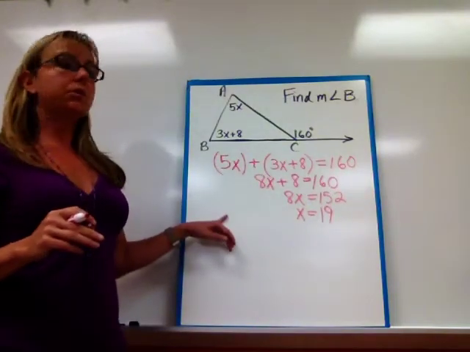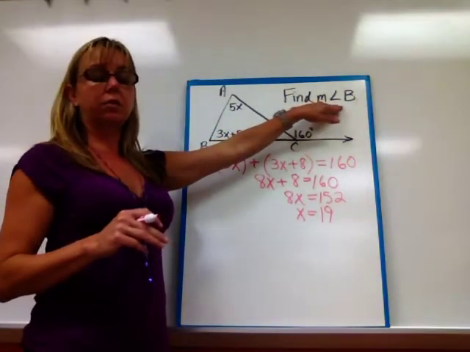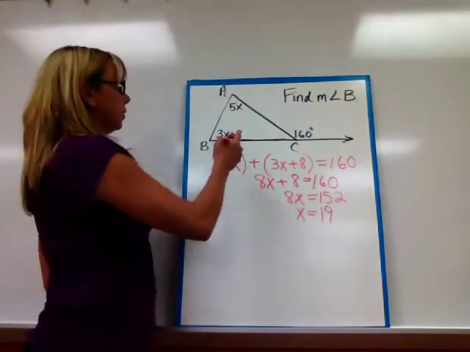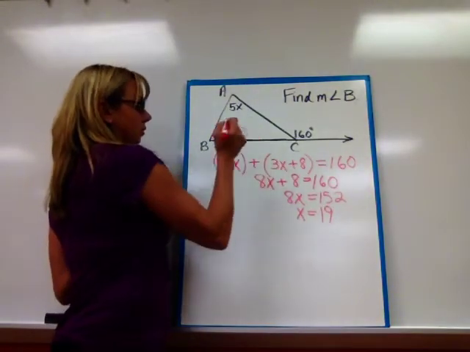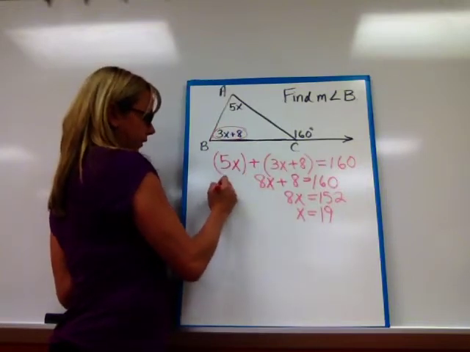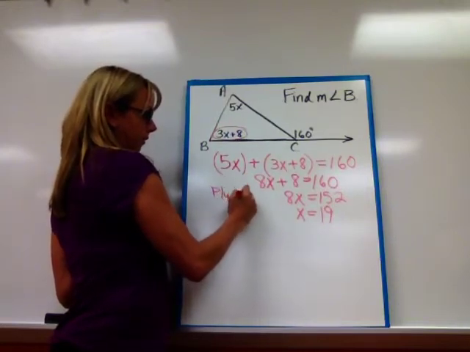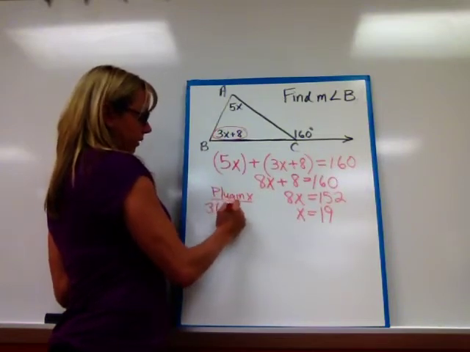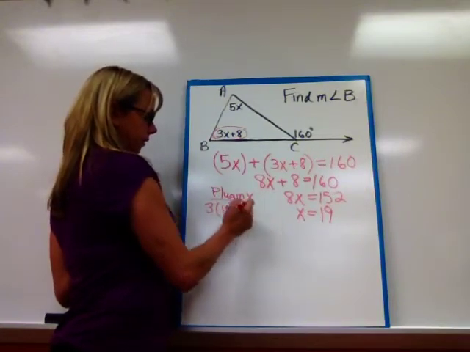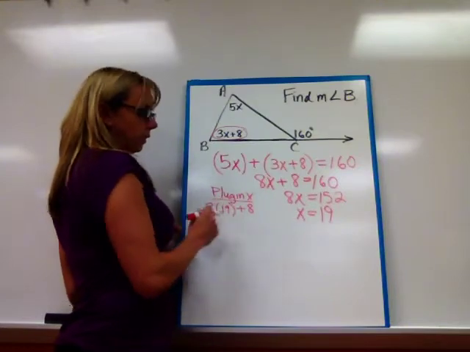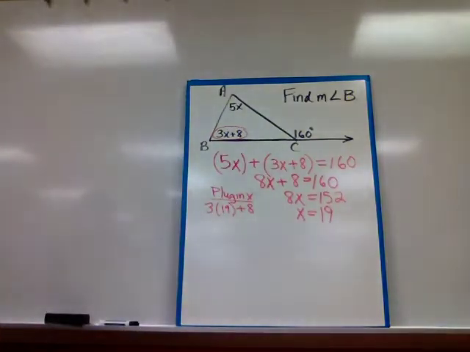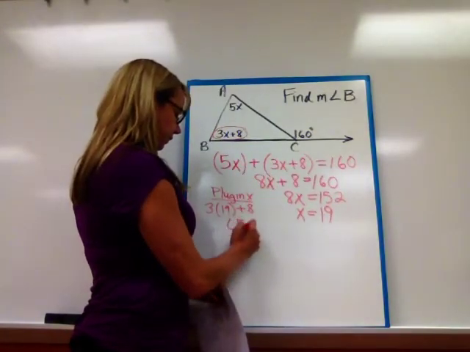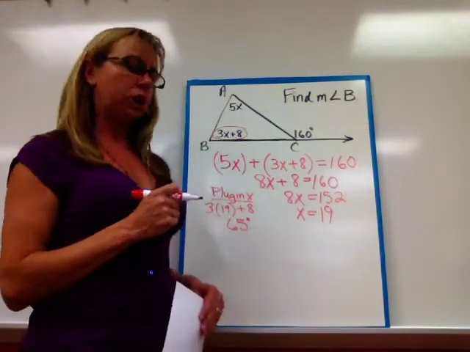Now, it's important to remember to find what they're looking for. So you're not done yet. It said find the measure of angle B. Well, this is angle B right here. So you've got to go back and plug in x. So you've got 3 times 19 plus 8. Okay? 3 times 19 is going to give you 57, plus 8 is going to give you 65. Try not to pick up the calculator.